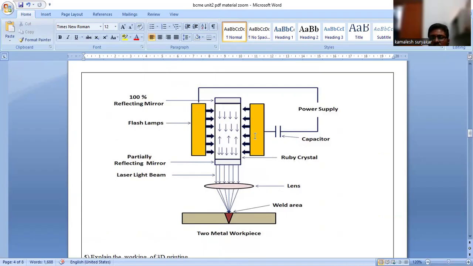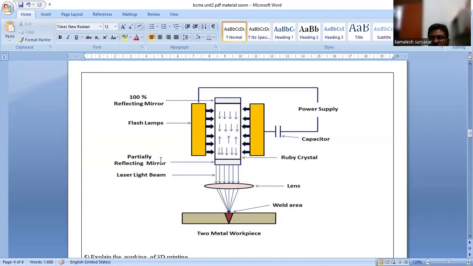Power supply is given to these. These are called reflecting mirrors, with 100% reflection of the light. Now in the center, all the light comes here. These are also called mirrors, made of ruby crystal. Here it is shown in the figure. Also flash lamps are shown. Now you can see the partially reflecting mirror here.